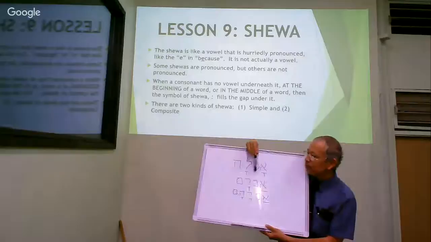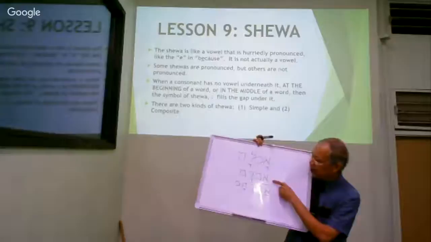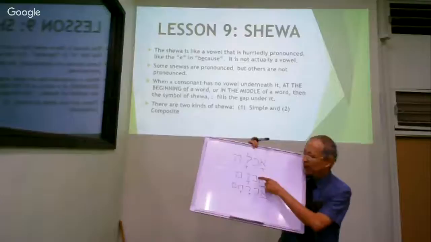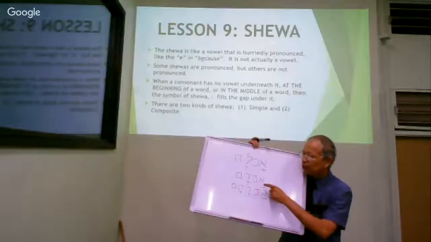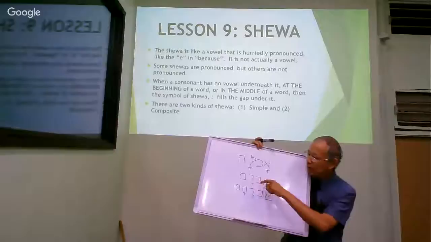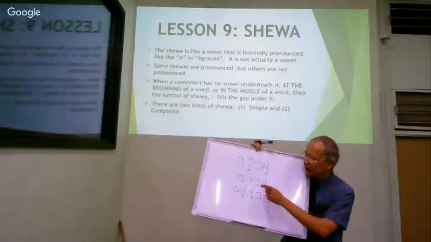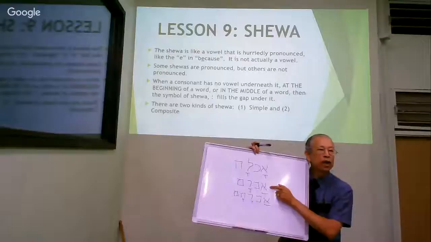Here is another word, and this is Avram. This is Aleph. This is Pathak, our short A. This is Bet. And this is the silent Shewa underneath the Bet. It's pronounced Av, not Ave, Avram. It marks the place where a vowel normally would be, but it is not there. And so the Shewa takes its place. This is our name, Abraham. Before he was called Abraham, he was called Avram in the Hebrew pronunciation.